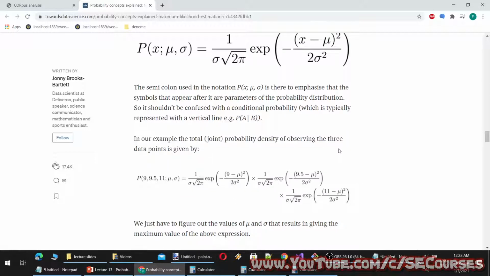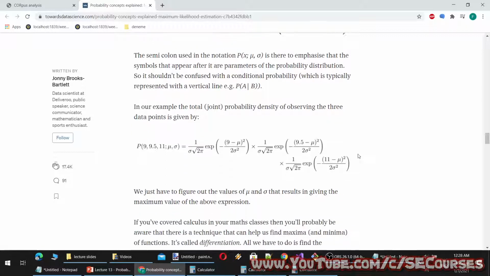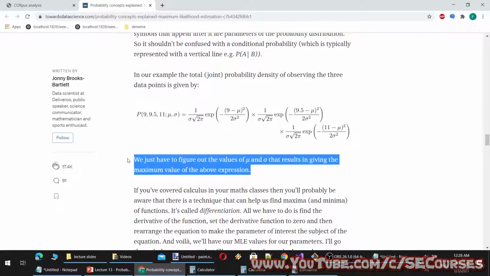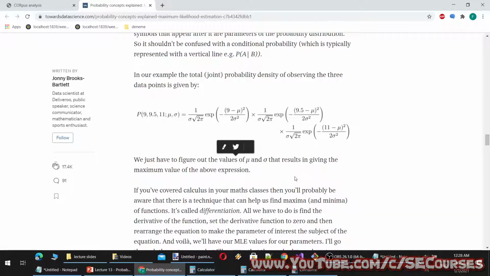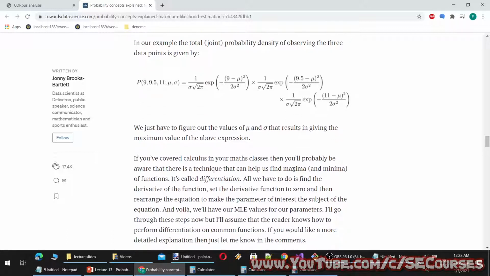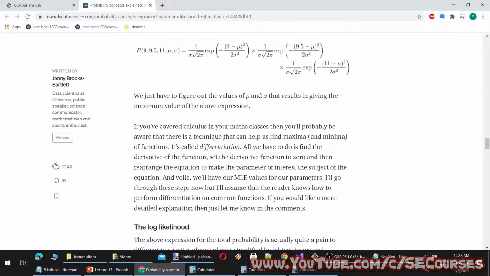In our example, the total joint probability density of observing the 3 data points is calculated like this, as you can see. We just have to figure out the values of mu and sigma that result in giving the maximum value of the above expression.